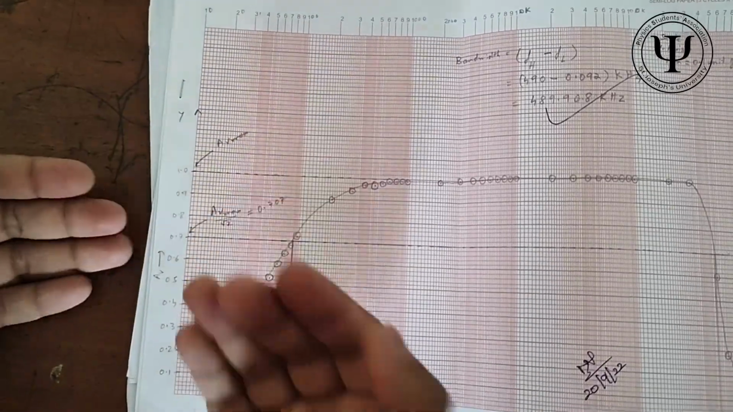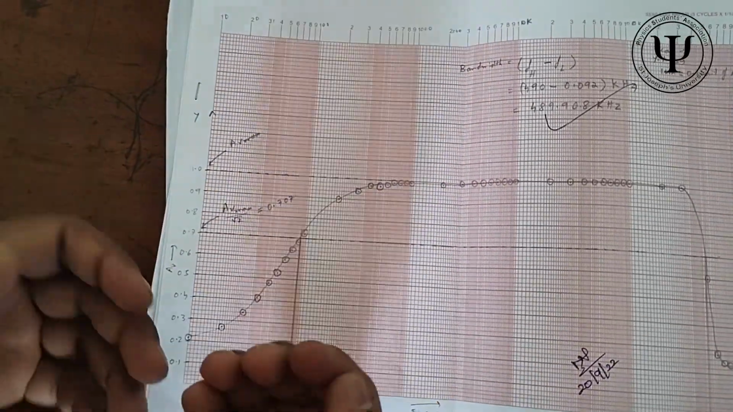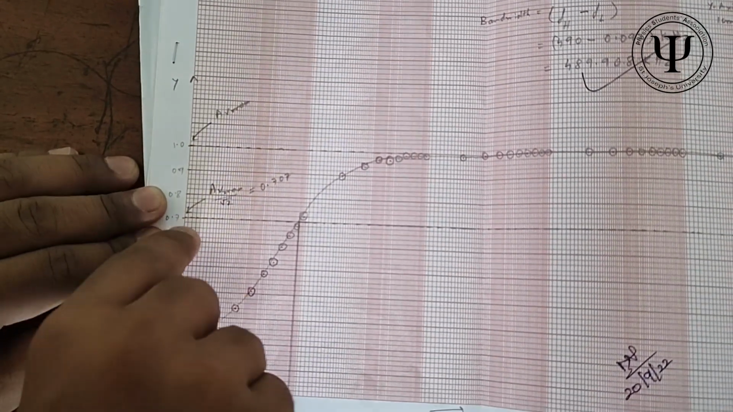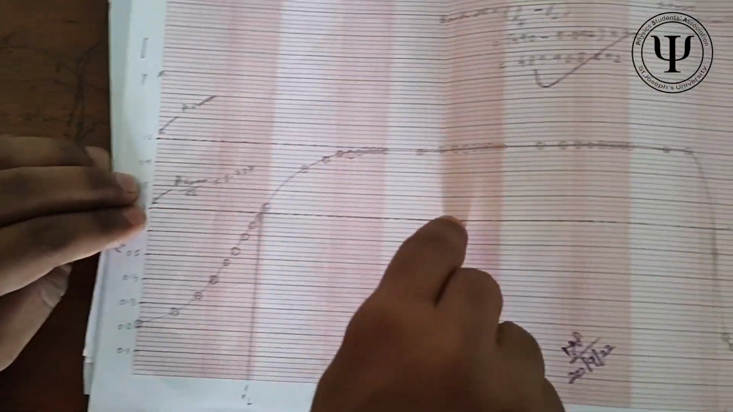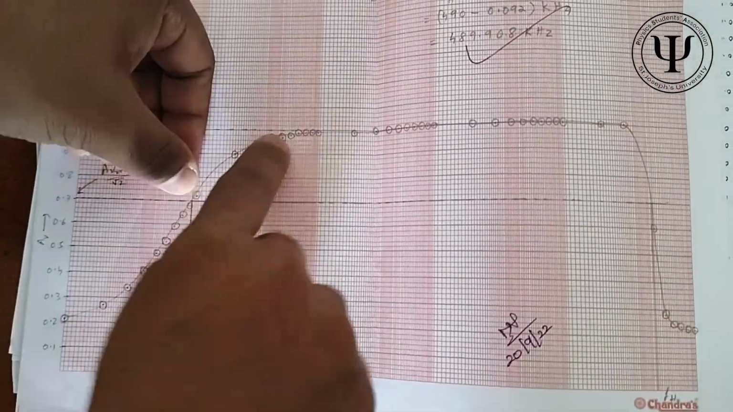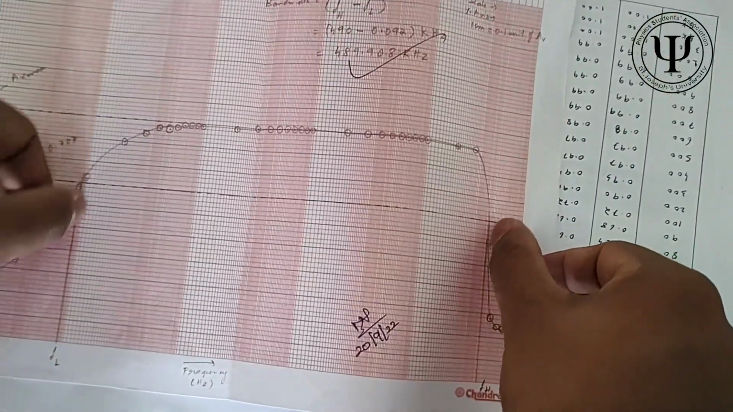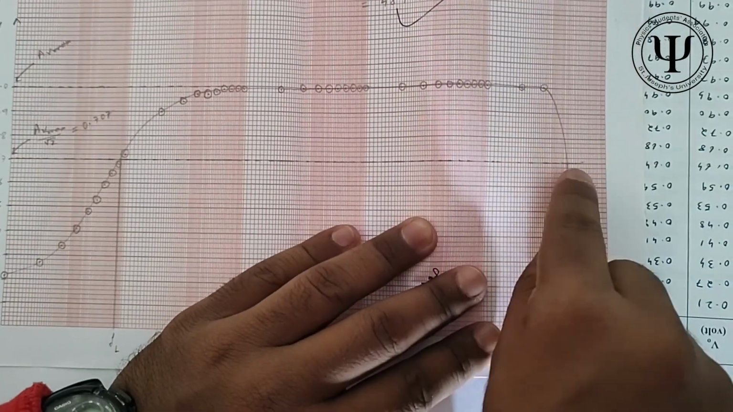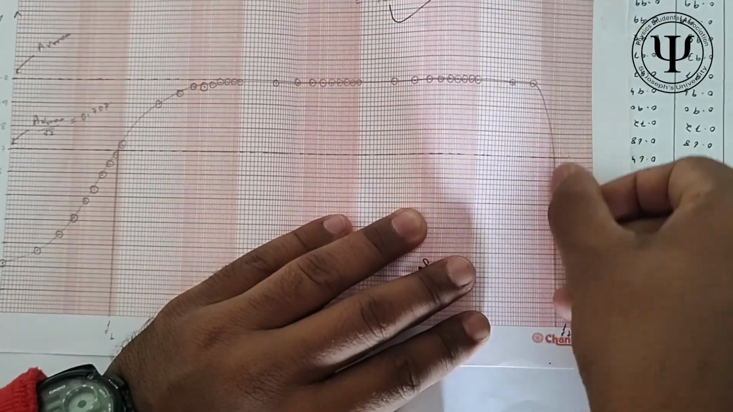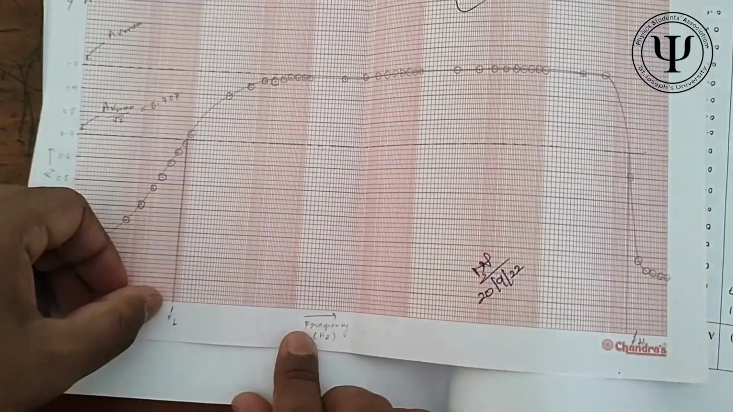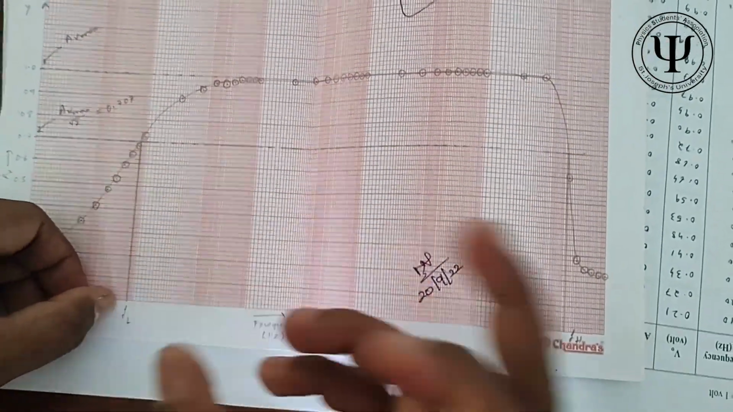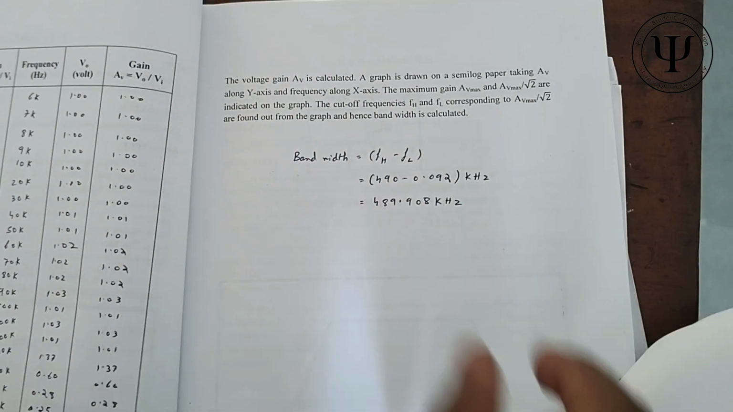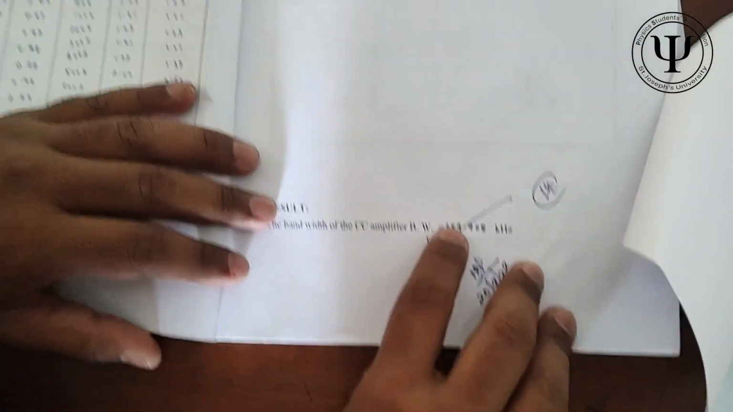Now we take that maximum gain and divide it by root 2. When you divide it by root 2, you will get a value. You draw a line corresponding to that A max by root 2. It will intersect this graph at 2 points. Plot those 2 points on this graph. Corresponding to the higher frequency where it cuts, you take that frequency. Lower frequency, you take that frequency, and higher minus lower is the bandwidth. Higher frequency where it intersects minus lower frequency where it intersects, that's the bandwidth. In the final result, you will write the bandwidth. Okay, that's the experiment.